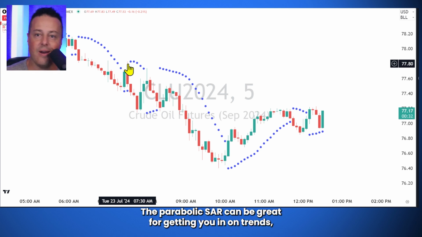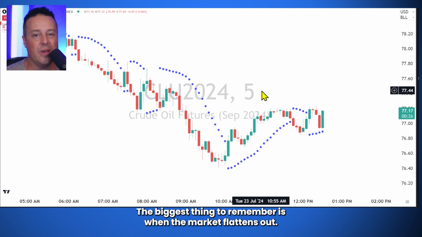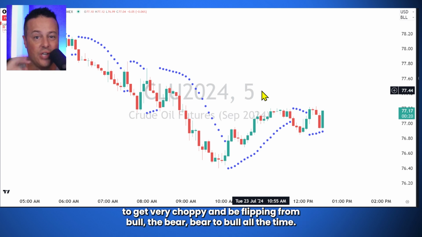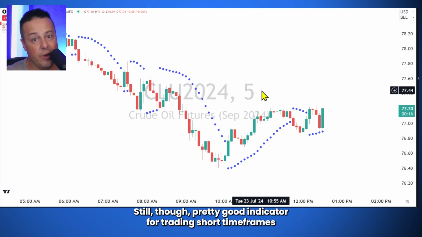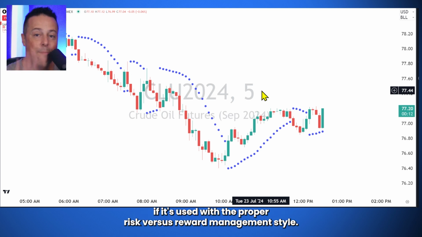The Parabolic SAR can be great for getting you in on trends, and it will put you in a lot of trades, as you can see here on the 5-minute chart. The biggest thing to remember is when the market flattens out, this indicator can really become a challenge to trade because you're going to get very choppy and be flipping from bull to bear or bear to bull all the time. Still, though, pretty good indicator for trading short time frames if it's used with the proper risk versus reward management style.